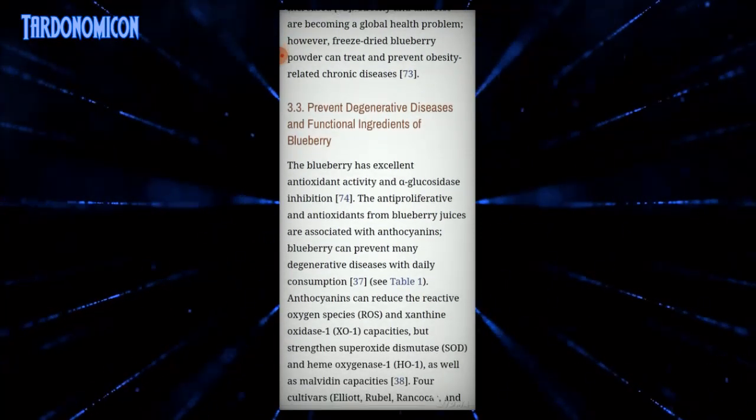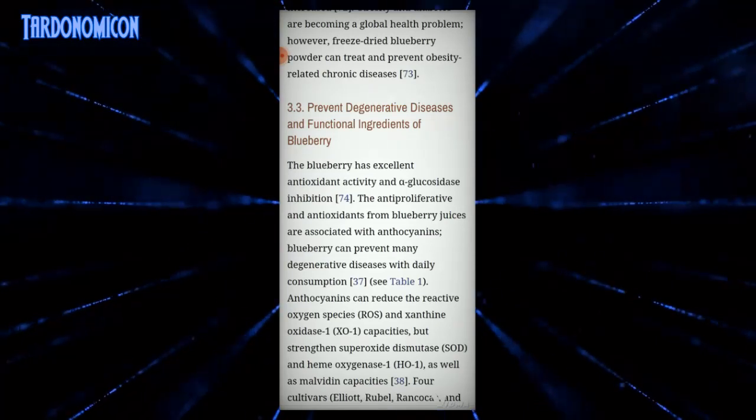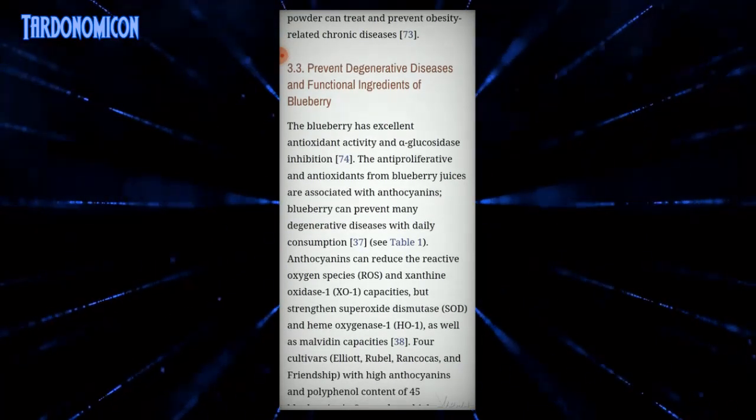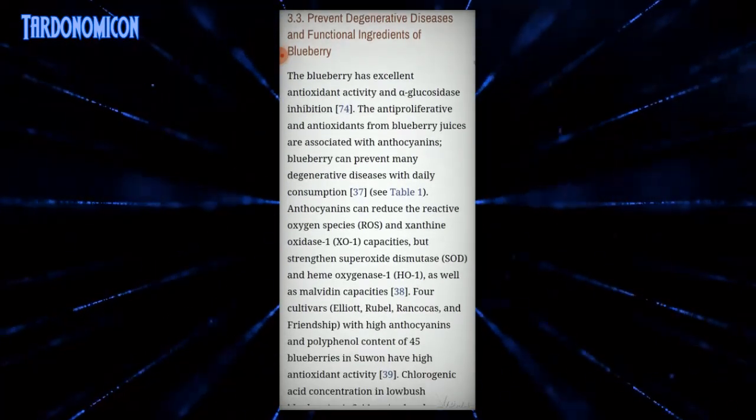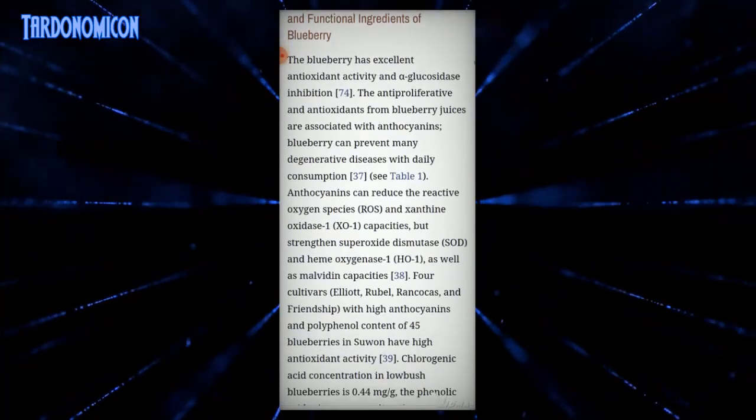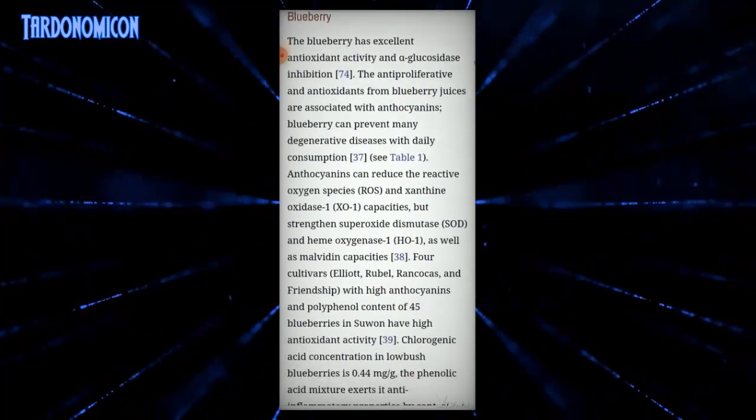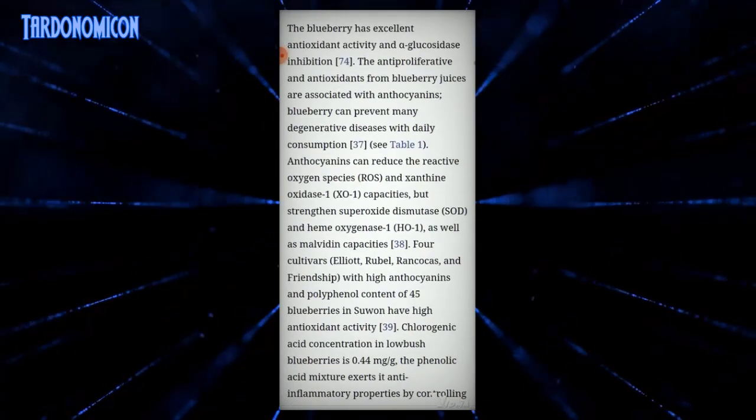Okay. Prevent degenerative diseases and functional ingredients of blueberries. The blueberry has excellent antioxidant activity. The anti-proliferative and antioxidants from blueberry juices are associated with anthocyanins.